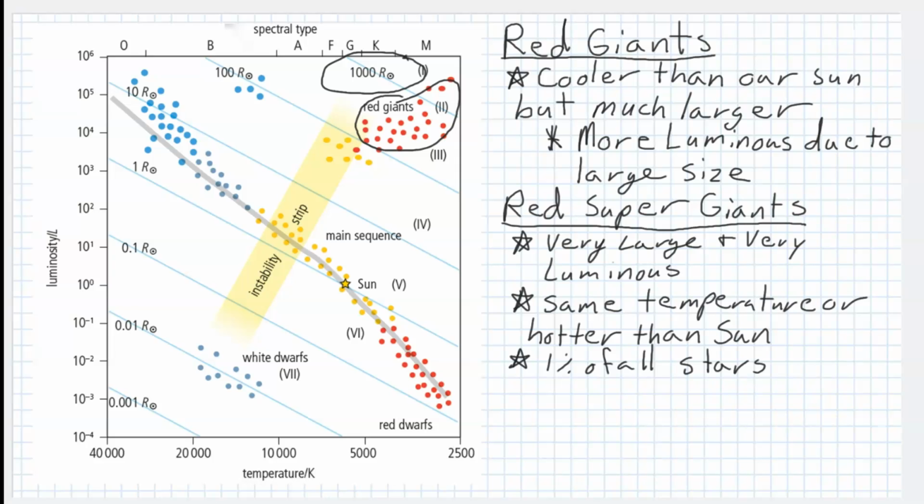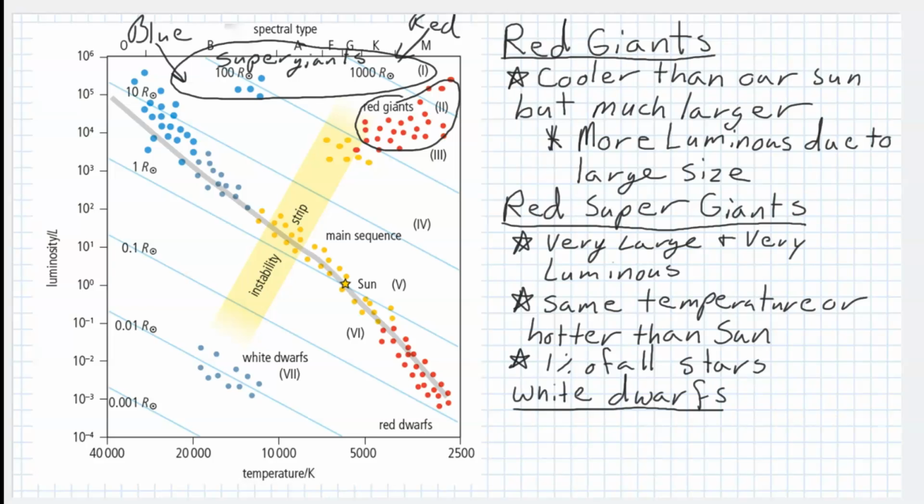So if I look straight up from our sun, red supergiants would be about here. As I traverse the top of our HR diagram, this is where all the other supergiants would be found. Toward the left-hand side, I'd have blue supergiants, and toward the right-hand side, I'd have red supergiants.